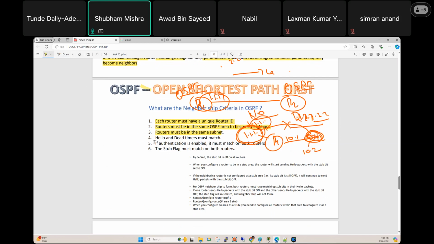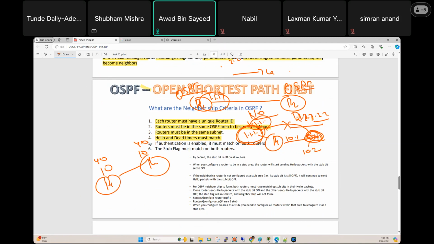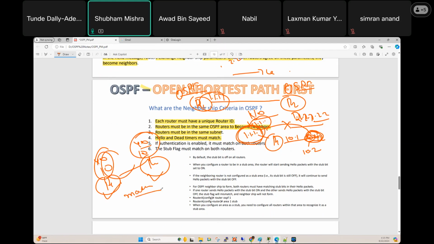Understand? The fourth one is hello time and dead time must match. For example, this is R1, this is R2. By default hello time is 10 and dead time is 40. Yes, but you can change it. Generally in a real scenario we are not changing it, but you can. If you are changing it, make sure on both routers the hello time and dead time match. Do you understand? Everyone, tell me yes or no.